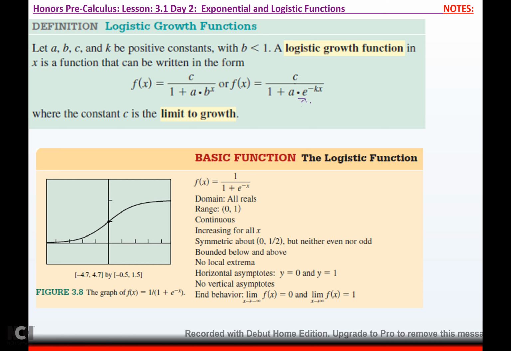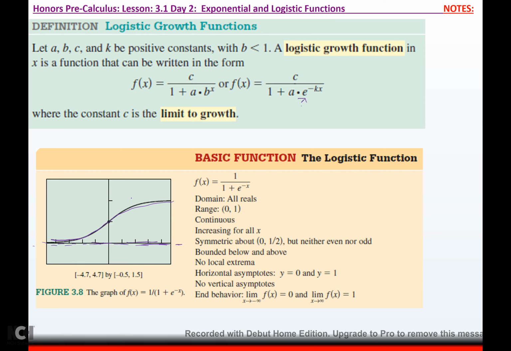Now, what's really cool about this is that the mother of all logistic functions, what happens on logistic functions is you always get this S-looking shape, but it always is between 2 asymptotes. And one of them is always the x-axis, y equals 0.